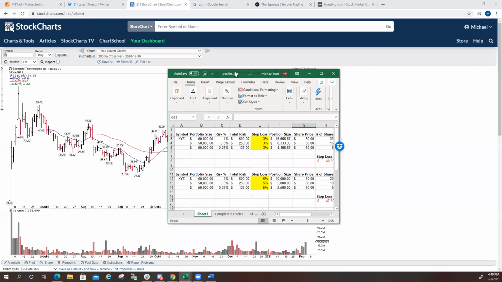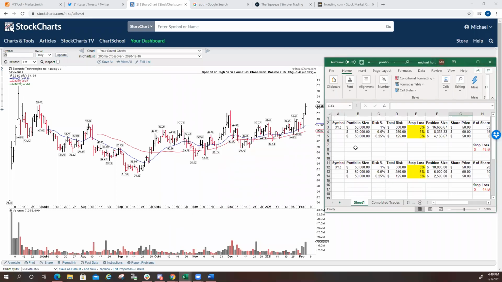Okay, so we'll move it over here. Okay, so we'll use a $50,000 portfolio. Let's just do that. All right, so ZI yesterday, we've been watching this for a while. I was in it, and then I took it off. It's just been a crazy kind of stock moving back and forth. If you're in it, you have to give it a decent amount of room.